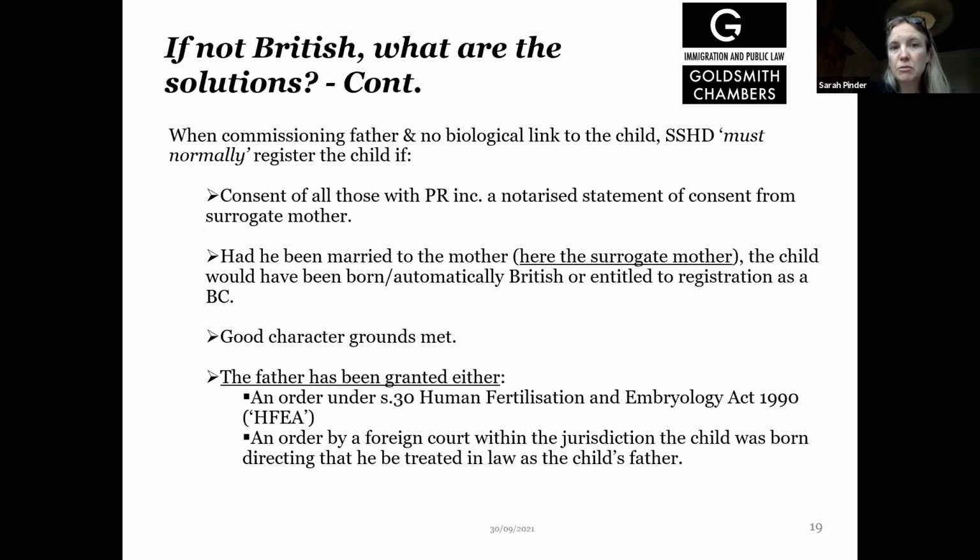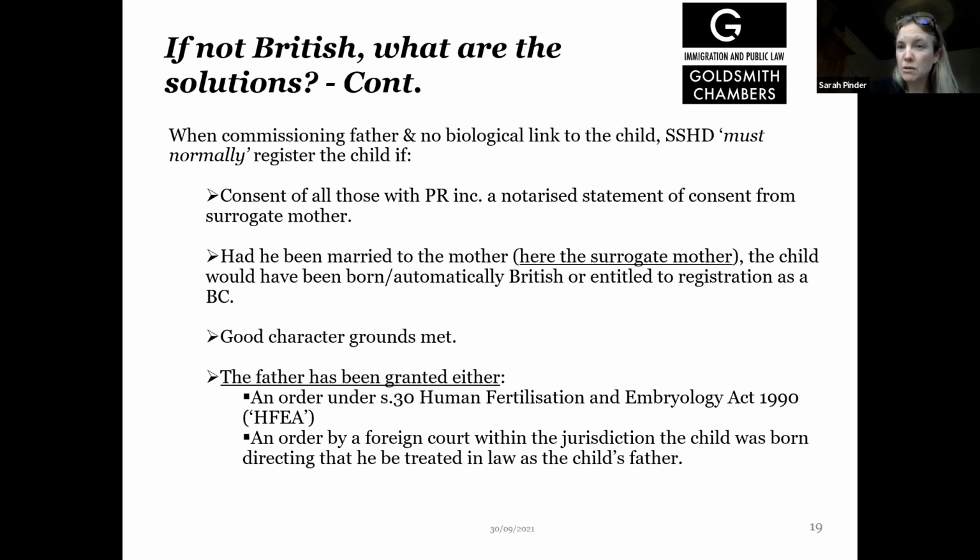And that is when the commissioning father doesn't have a biological link. So your biological link, if you're undertaking a surrogacy which is to be recognised by the UK, would need to come from the intending parent mother. So in those situations, again, must normally, so the same level of discretion and expectation. The criteria is slightly more onerous. So you have to have consent, which is the same in terms of all those with parental responsibility, but that includes a notarized statement of consent from the surrogate mother. Okay, so you've just got an added layer there that you need to arrange for.